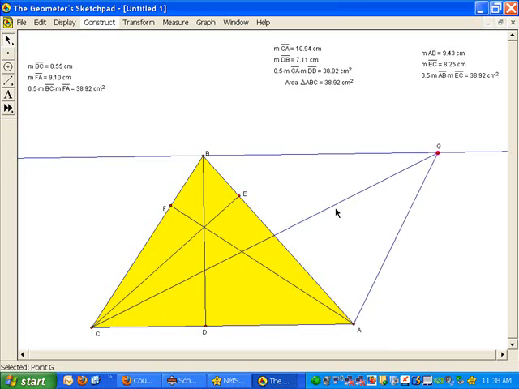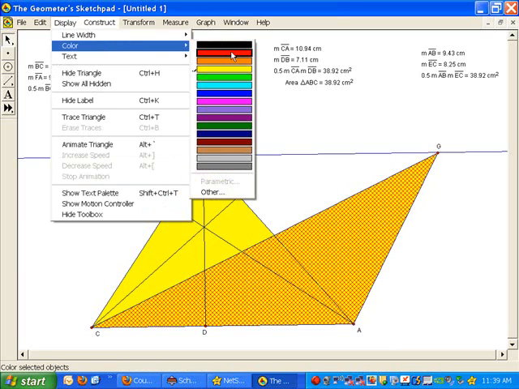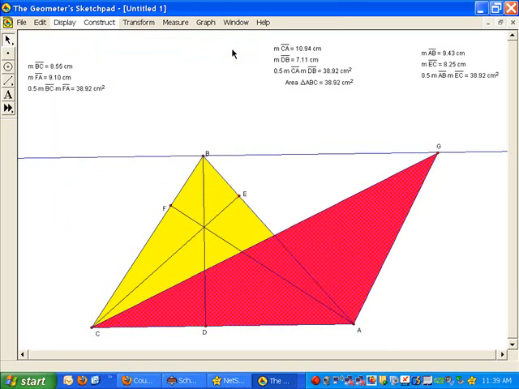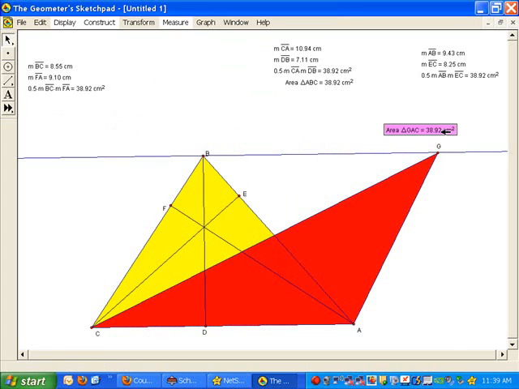Is it going to be larger than or smaller than? Or the same? Okay, let's take a look. If we highlight these points and we construct the interior, and I'm just going to give it a different color here so we can see the difference between these two. Okay, and let's measure this. So if we go to measure the area, what do you notice about this area of triangle GAC?